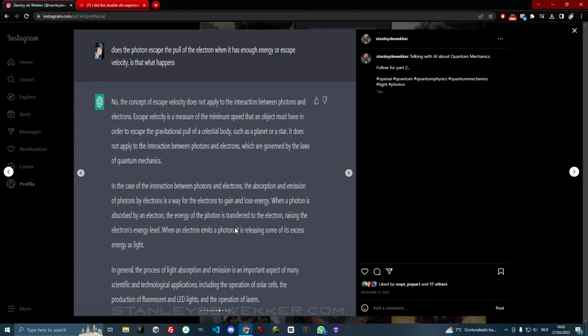Okay, so yeah. Now what I'm saying is completely not what the science says. They're actually telling me that is not what is going on. In the interaction between photons and electrons, in absorption and emission, when a photon is absorbed by an electron, the photon's energy transfers to the electron, raising the electron's energy level.